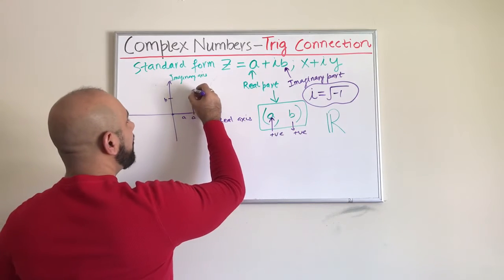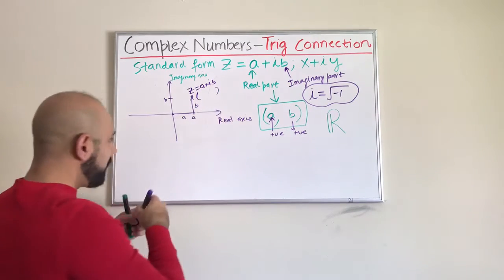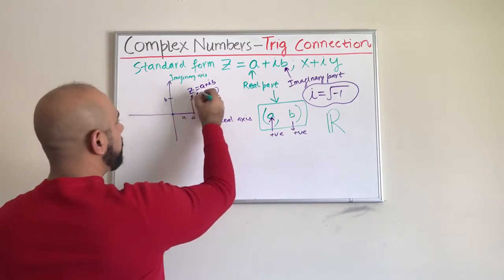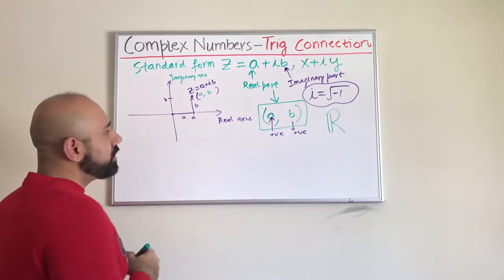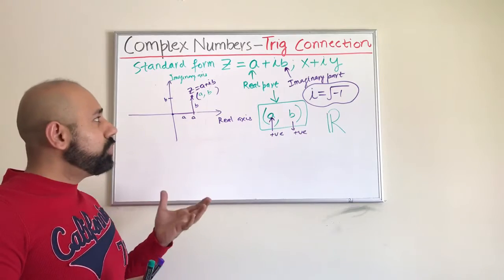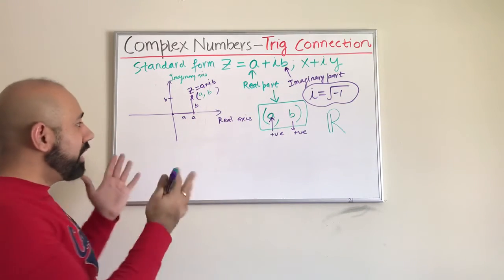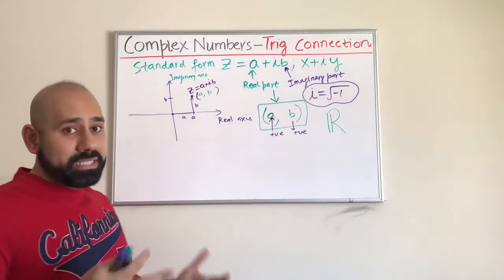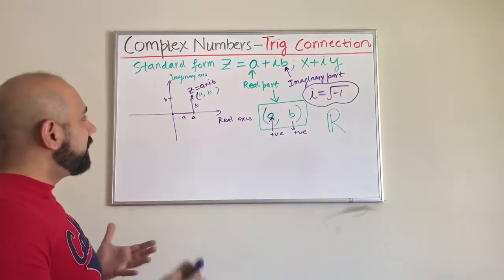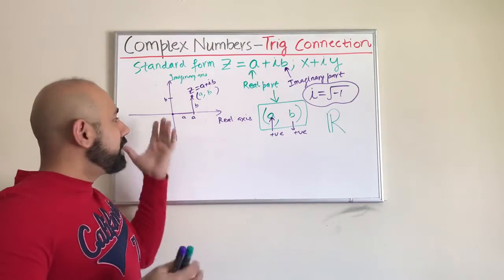So this is my point. Let me call that point z. It identifies a plus ib, or you can also think of it as the coordinate pair a and b. And that is how we plot complex numbers. That is pretty simple. What we usually do is identify the real part and the imaginary part, and then we have our real and imaginary axes, the coordinate axes, and we just plot that as a coordinate point.